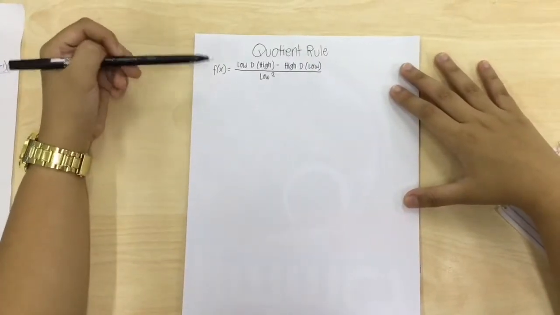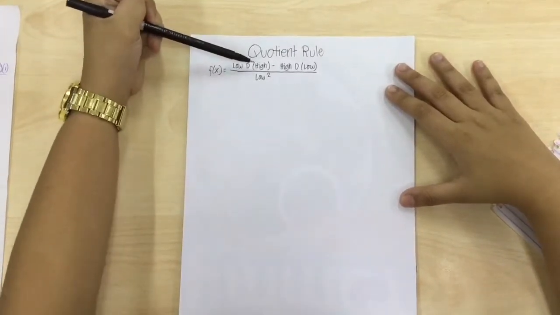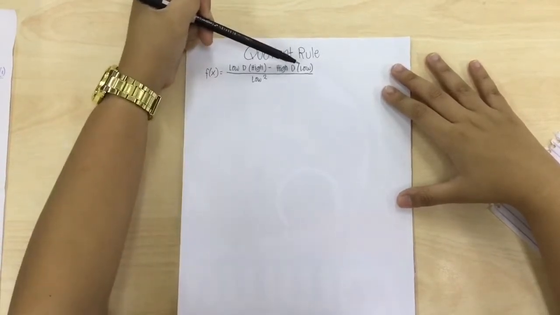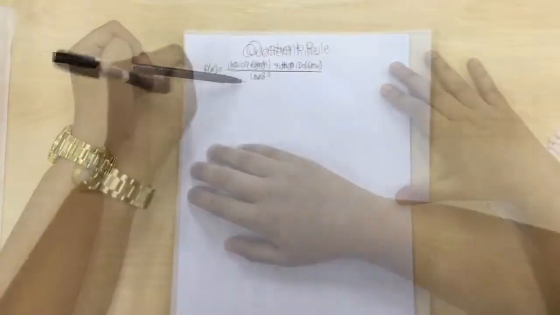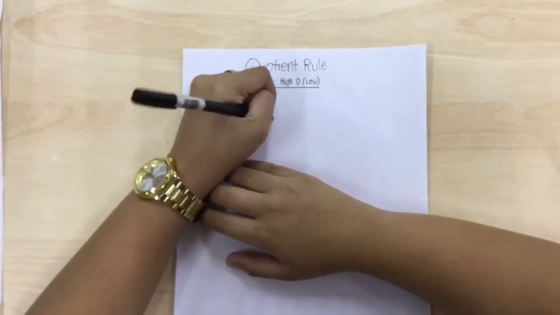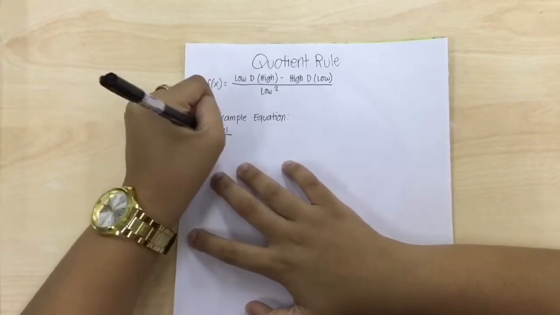So we have the formula. f'(x) is equal to low derivative times high minus high derivative times low, over low squared. Easy sample equation: f(x) is equal to (x - 1) over (x + 2).